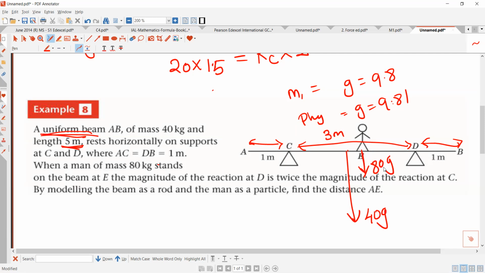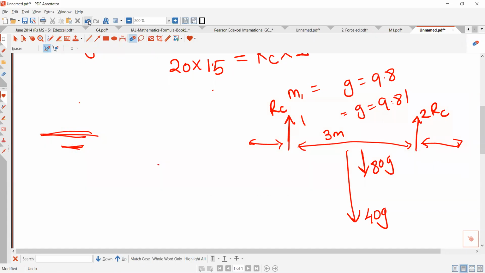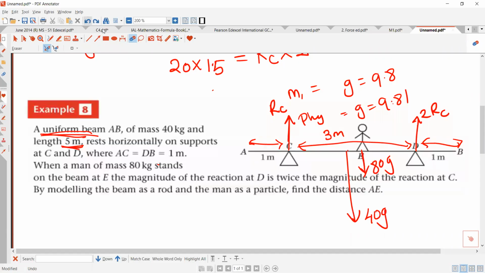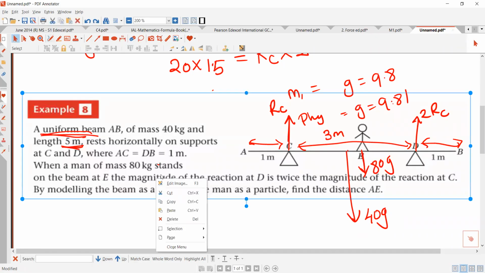Okay. The reaction at D is twice the reaction at C. So if this is RC, this will be 2 RC. Because what did they say? The reaction at D, let me log this. Wait.